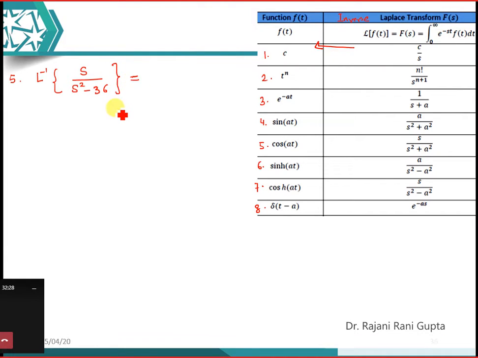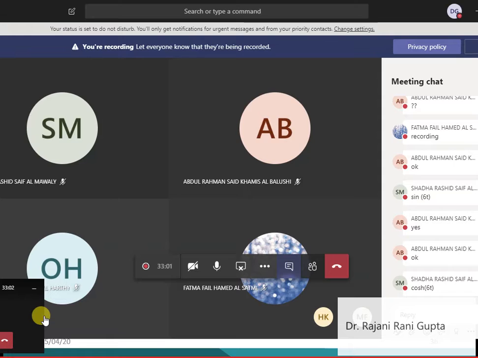So the first thing that you have to do is check which rule is matching. So s over s square minus 36. For minus you have these two rules. Now in these two rules, in one rule you have s, in another rule you have a. Check your question, you have s. So it means you are going to work with this rule. So 36 is 6 to the power 2. So you will get cosh 6t. Clear? Good.